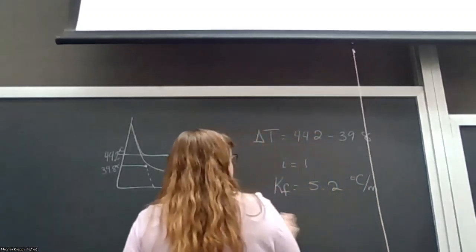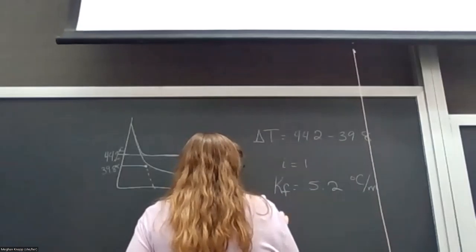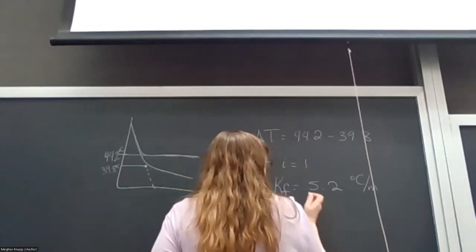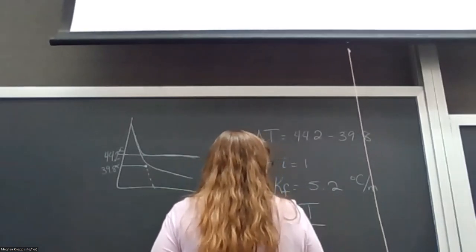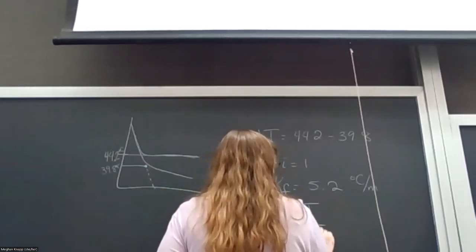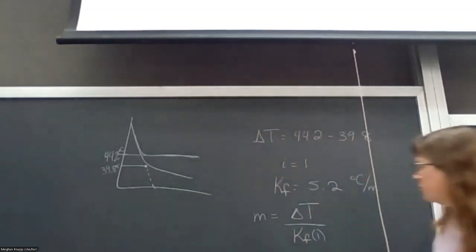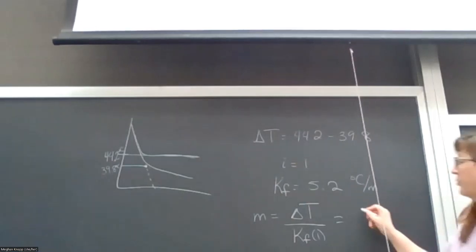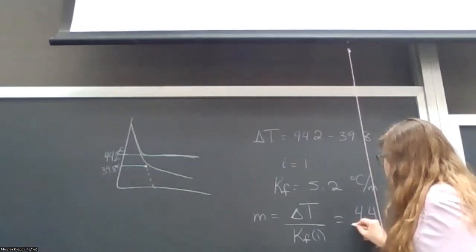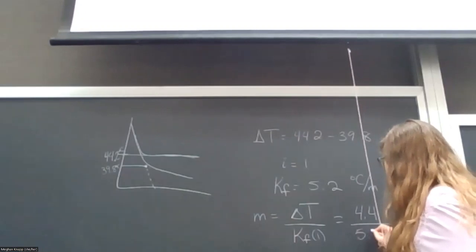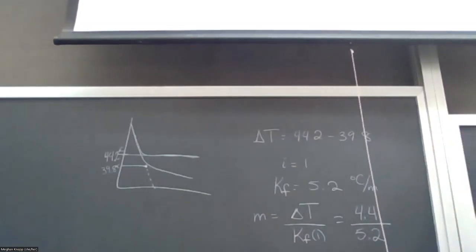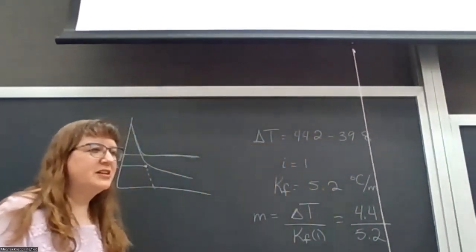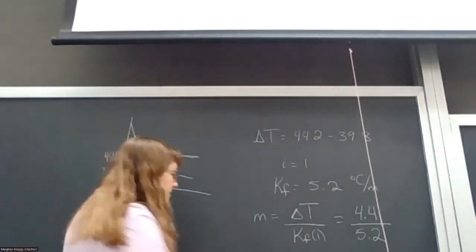All right. So now we can get to molality. 4.4. So we are going to have delta T divided by Kf times i, which is 1. And you said the temperature change was 4.4? Yeah. Okay, so 4.4 divided by 5.2. All right, and that is going to give us, since you have your calculator out, do you know what it is? 0.85.